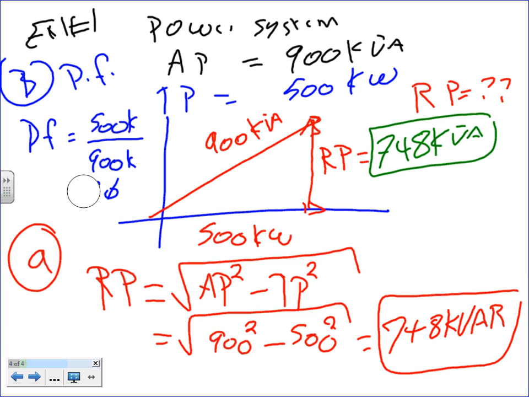Everybody can see that one, guys? 56%. Always, the power factor equals the true power, which is the adjacent, this is my Q, over the hypotenuse. Any question, guys, about the true power?